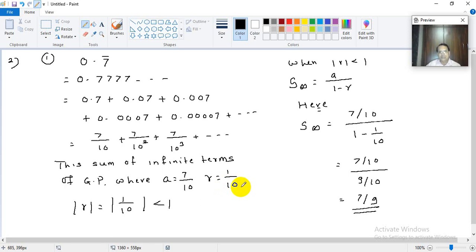This is a clear-cut application of geometric progression and sum up to infinity. Common ratio is less than 1, so you can use this formula. Common ratio is not less than 1 actually. Mod of common ratio is less than 1. Then you can use this formula.